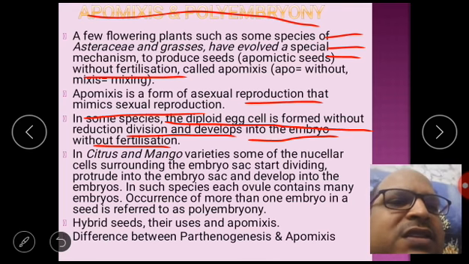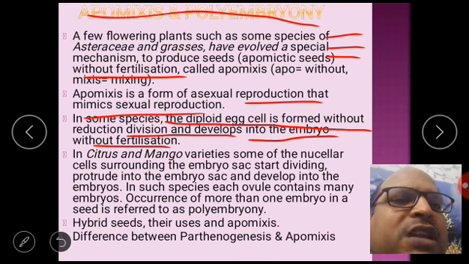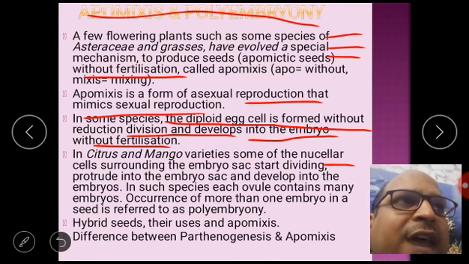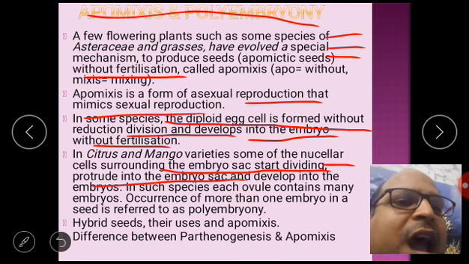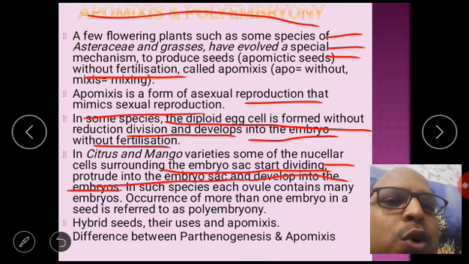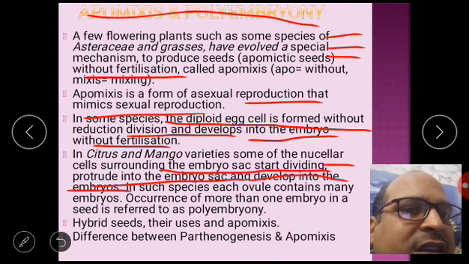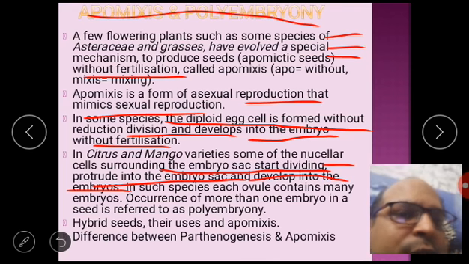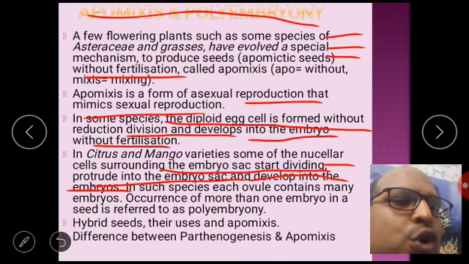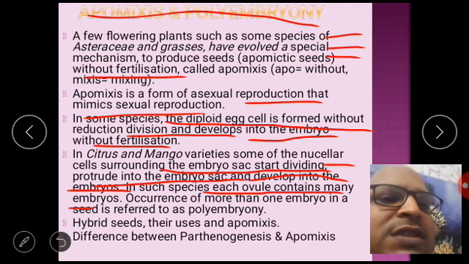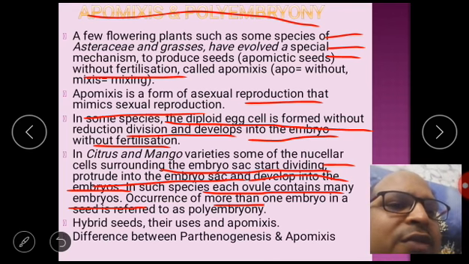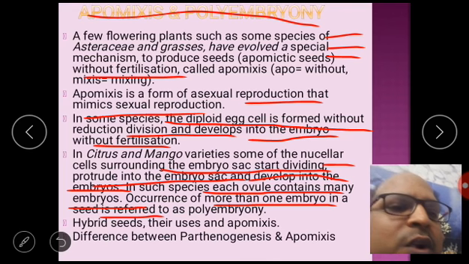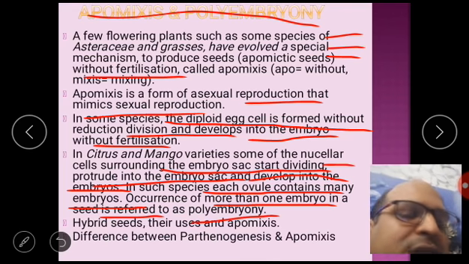Now, in citrus and mango varieties, some of the nucellar cells surrounding the embryo sac, as I have told already, start dividing, protrude into the embryo sac, and develop into embryos. That means nucellar cells are producing embryos. In such species, each ovule contains many embryos. Occurrence of more than one embryo in a seed is referred to as polyembryony. So I think this is also clear.